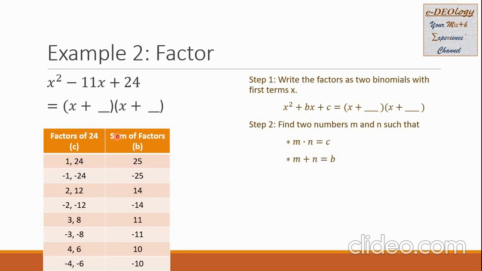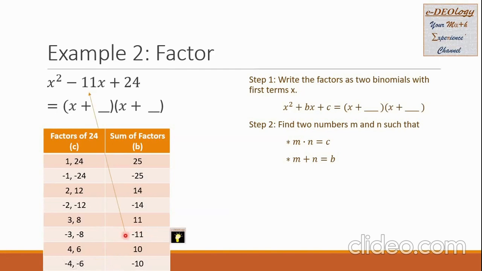And then on this column, we are going to add the factors. 1 plus 24 is 25. Negative 1 plus negative 24 is negative 25. 2 plus 12 is 14. Negative 2 plus negative 12 is negative 14. 3 plus 8 is 11. Negative 3 plus negative 8 is negative 11. 4 plus 6 is 10. Negative 4 plus negative 6 is negative 10.